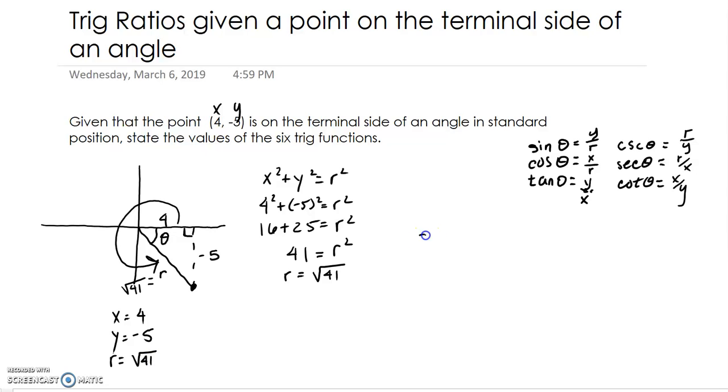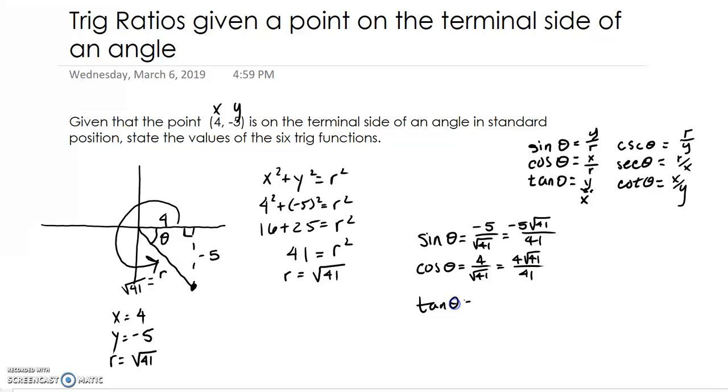So let's say we're trying to find all 6. The sine of theta, we're going to have y over r. We can't leave it like that, so we need to do some simplifying. And remember, to rationalize radicals, you're just multiplying the numerator and denominator by radical 41, and that ends up canceling out in the denominator. That is going to happen for sine. It's also going to happen for cosine, 4 over square root of 41, which becomes 4 radical 41 over 41.